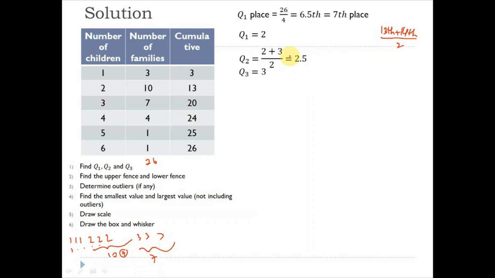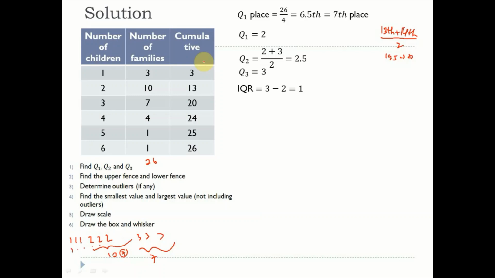And then my Q3, kalau I cari Q3, 26 times 3 divided by 4, I will get 19.5. So 19.5 means I have to take the 20th number. So the 20th number would be 3. So that's why dia adalah 3. So this is the function. Kita taruh cumulative tu. So we know dia dekat mana. So after that, we already find Q1, Q2, Q3.